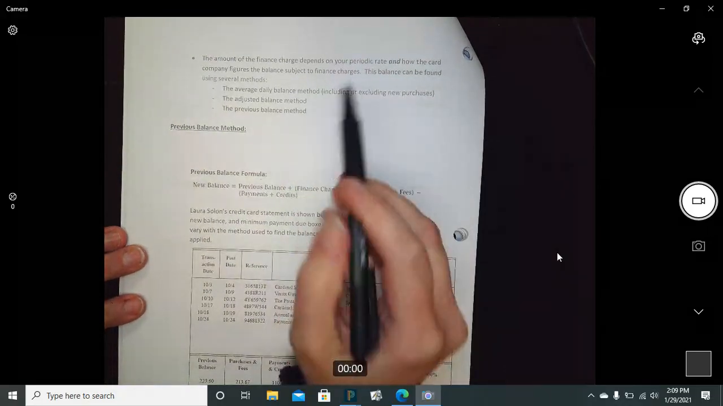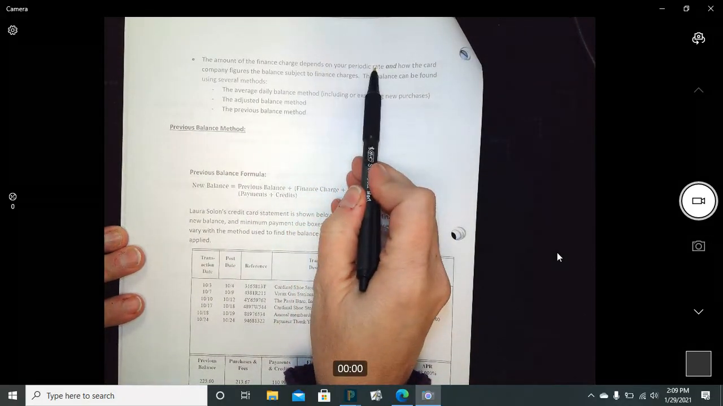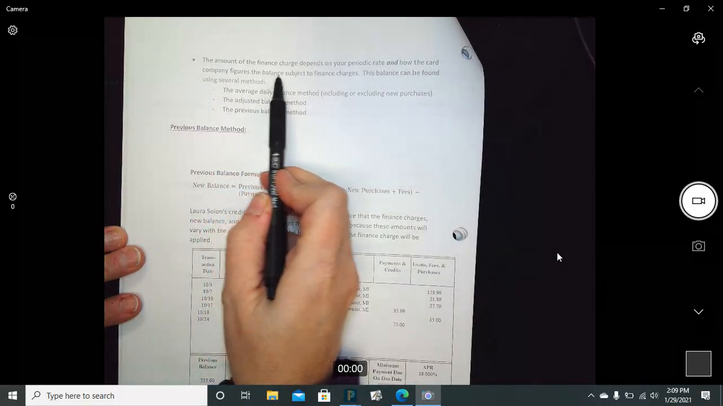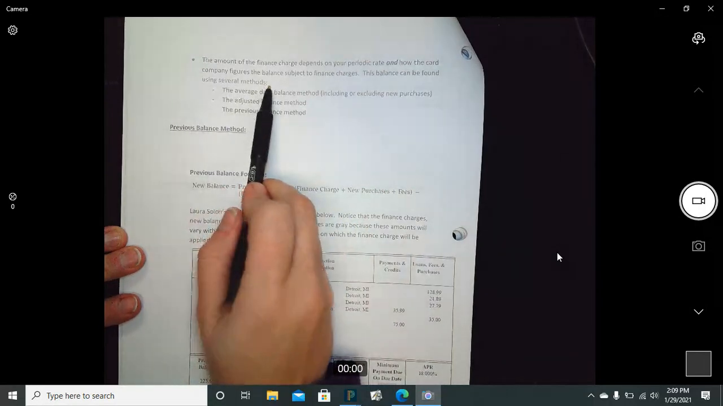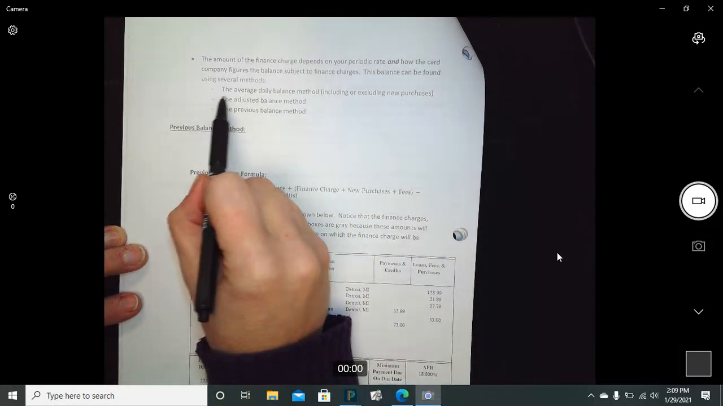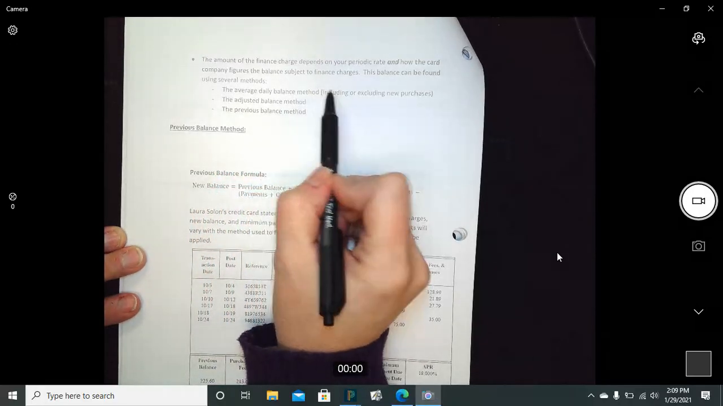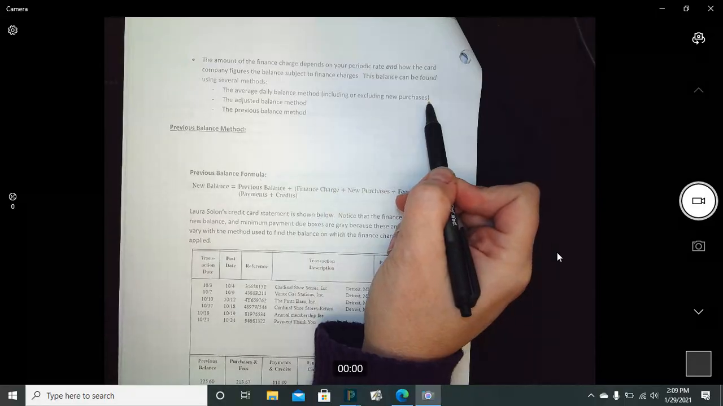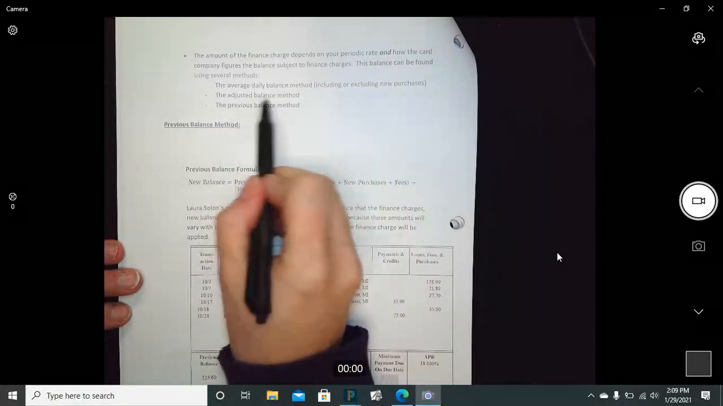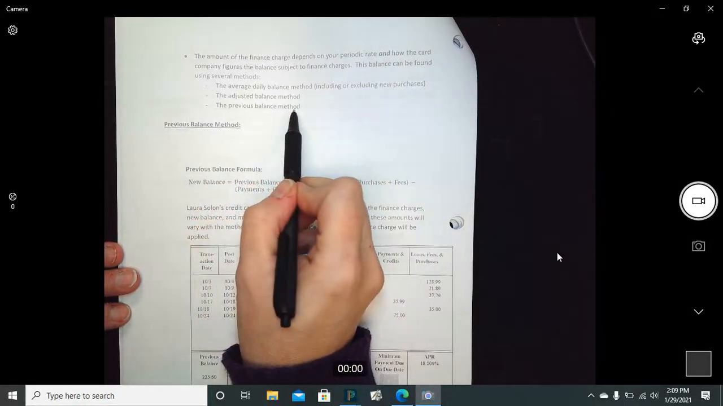The next page we're going to look at says the amount of the finance charge depends on your periodic rate and how the card company figures the balance subject to finance charge. This balance can be found by using several methods. The first one is the average daily balance method, including or excluding your new purchases, which we will look at. Then the adjusted balance and the previous balance.